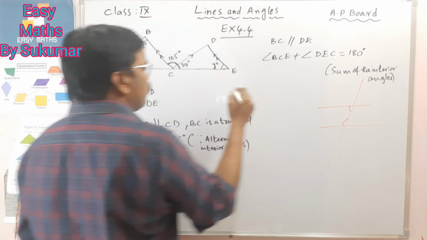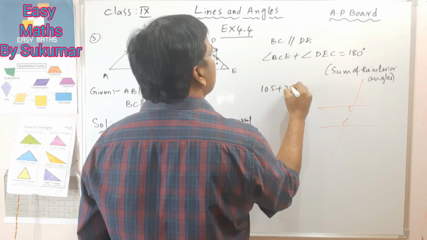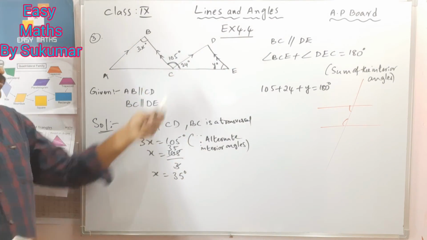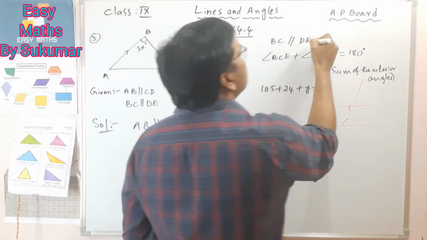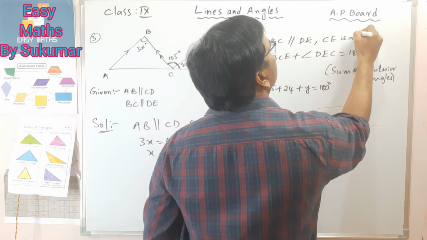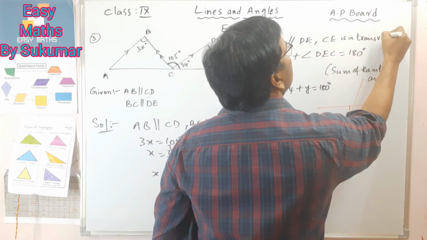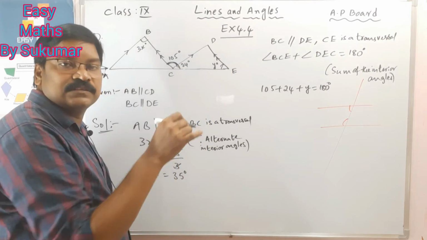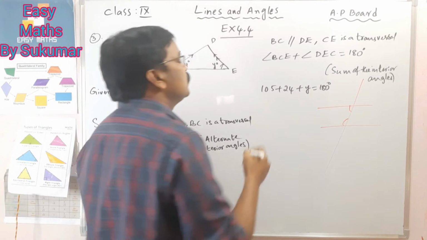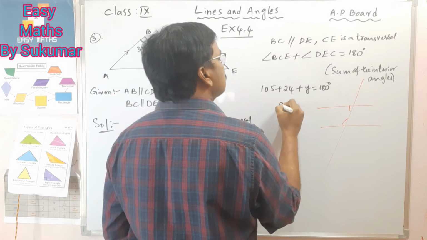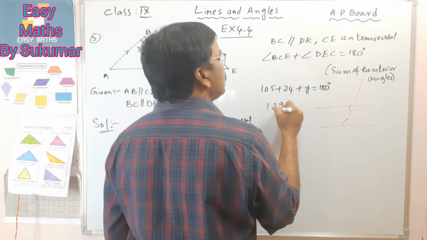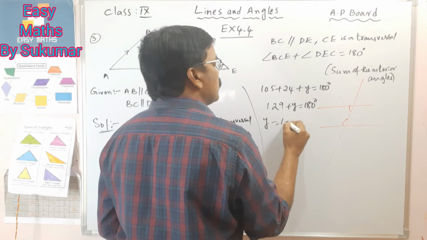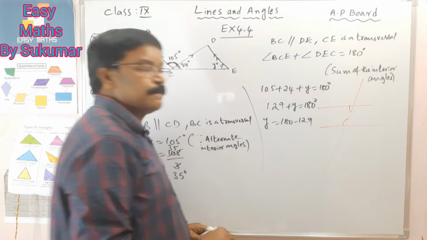So 105 plus 24 plus y is equal to 180 degrees. Let me write here, CE is a transversal. Okay, so that means this angle and this angle, their sum is equal to 180. So 105 plus 24 is 129, plus y is equal to 180. So y is equal to 180 minus 129.